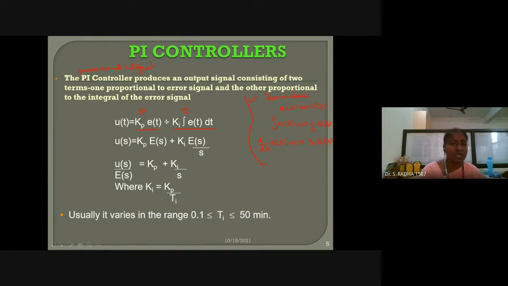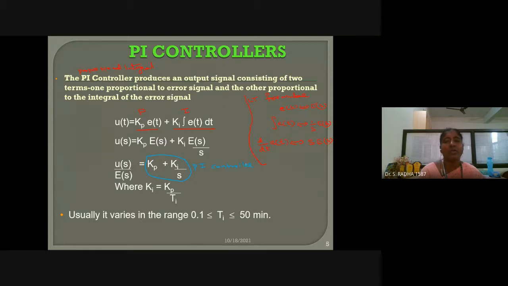Now we are using the integration of e(t) in this calculation, so E(s) into 1/s will come. We take E(s) common and bring it to the LHS. So this complete term is nothing but the PI controller constant.